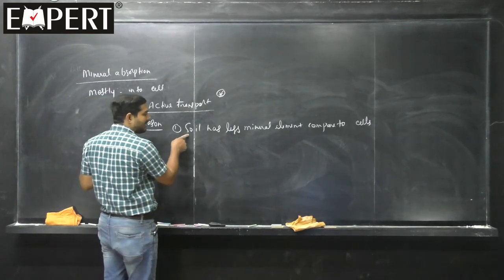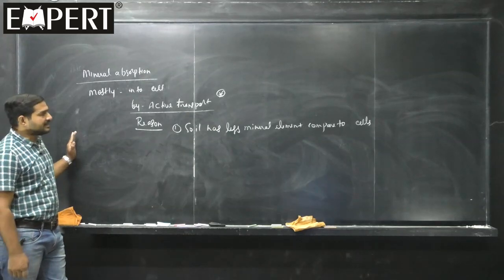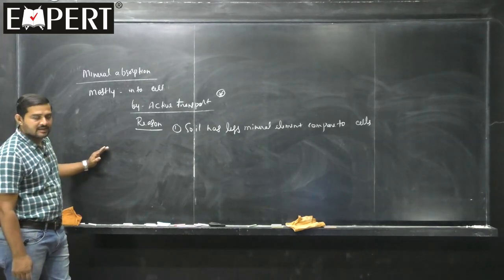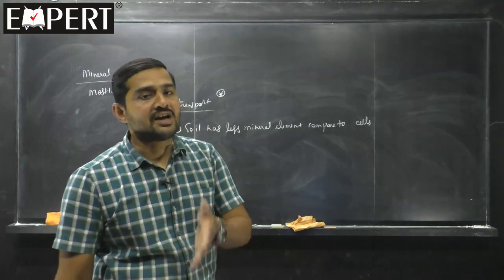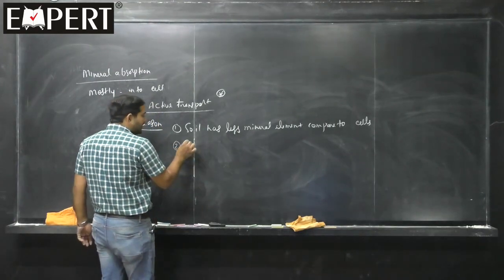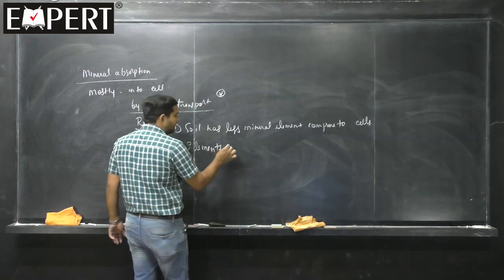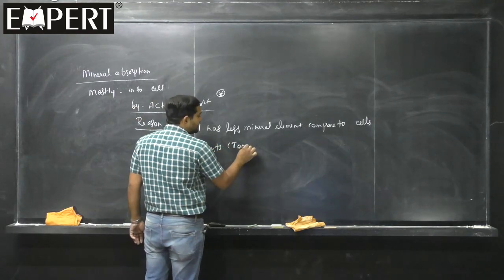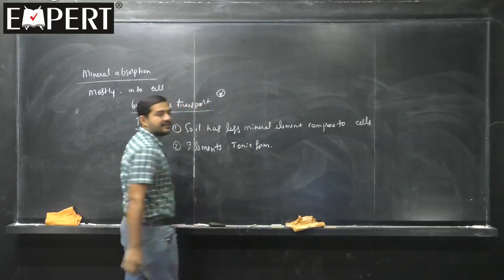Second point, tell me, if a soil has less mineral element and tissue has more mineral element, the minerals have to move from low concentration to high concentration. It has to be active transport. Second point, the mineral elements are charged. They are in ionic form. Since they are in ionic form, it requires energy.